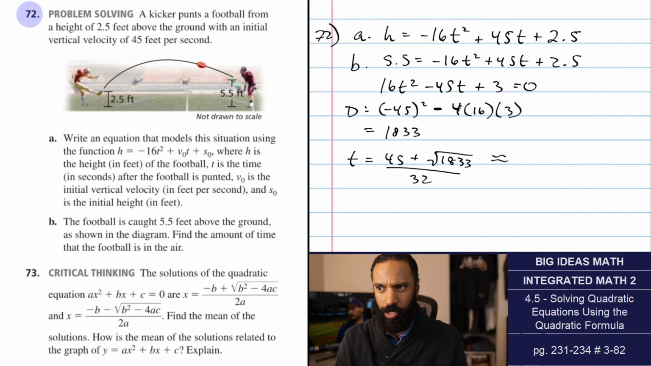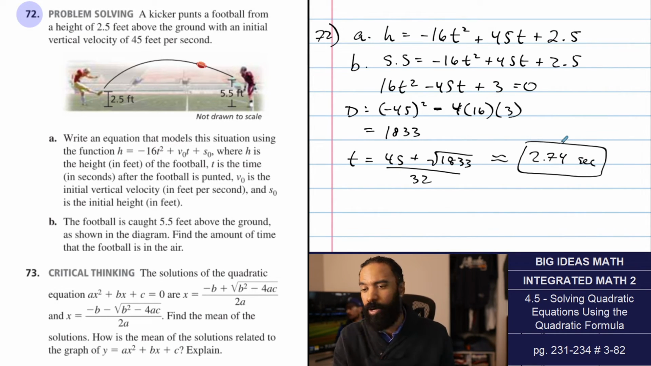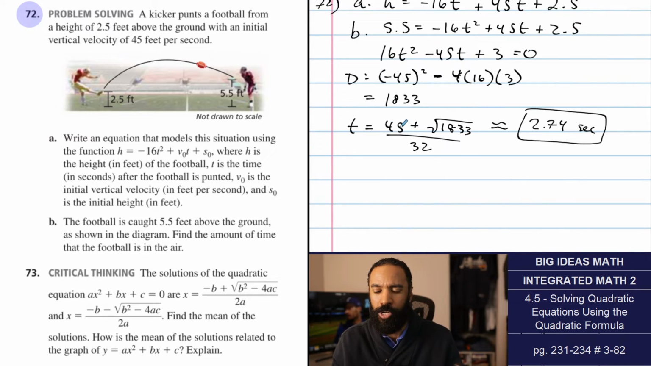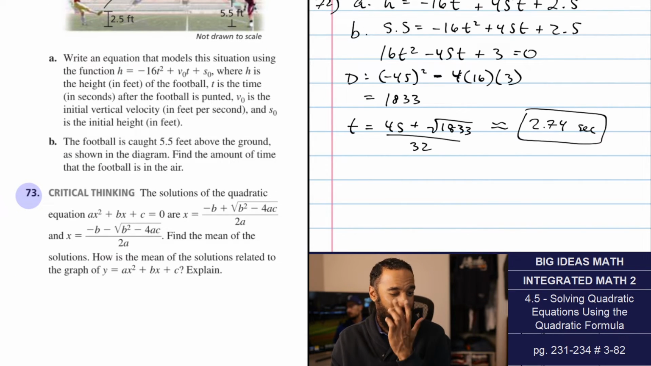And I'm getting 2.74 seconds. This is a short punt. I hope I did everything right, but 2.74 seconds. That's not a good punt. I think they normally have like 5 seconds of hang time or something like that. Maybe I'm exaggerating, but even that's a high school punt. It's a kicker, not a punter. That's the problem. All right, so I believe it's that. I hope I did that right.